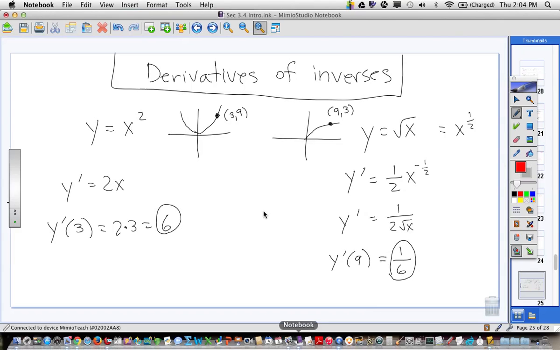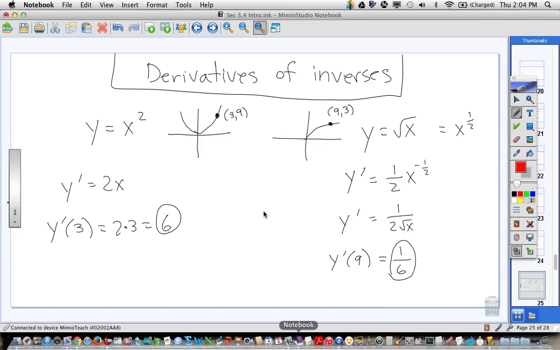Now let's do the derivative. I do the derivative of this, I get 2x. I want the slope at that point, so I plug in a 3. I get a slope of 6. Seems reasonable, it'd be pretty steep. I'm going to take my square root, which would be x to the 1/2, and do my derivative, which is this. I'm going to take that negative power, flip it to the bottom. The 1/2 power will be a square root. My derivative would be this.